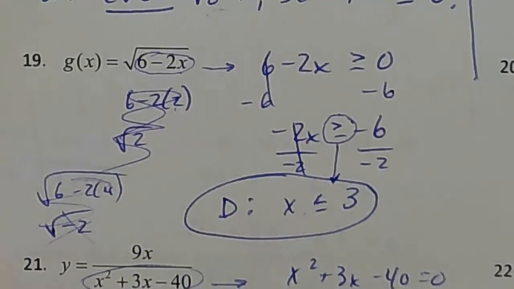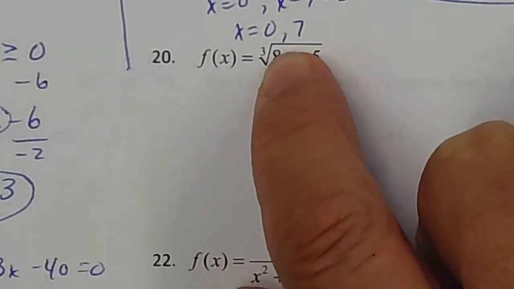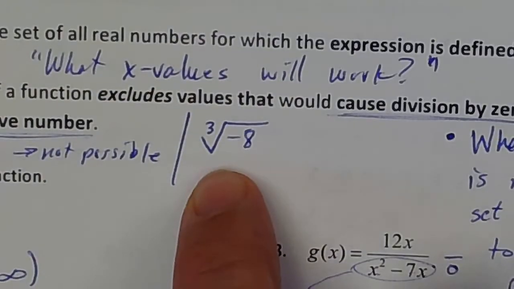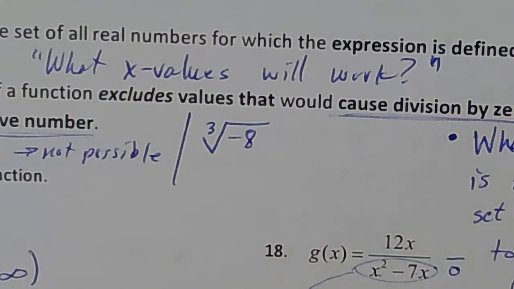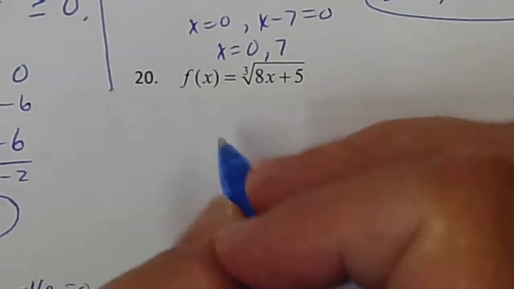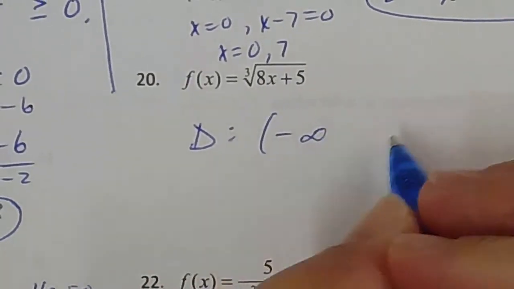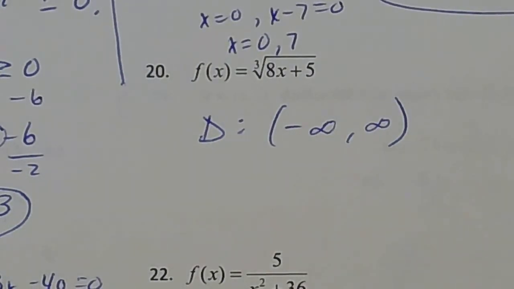Okay, last one. Let's take a look at 20. It's a cube root. We can take odd roots of negatives and positives, so we aren't worried about this here. It's one of those situations where all real numbers are going to work. We only want to worry about things we need to exclude, or restrictions. So the domain is all real numbers, negative infinity to positive infinity.